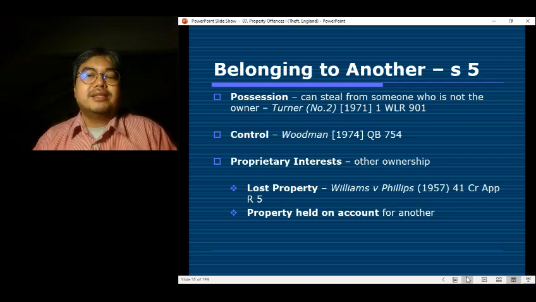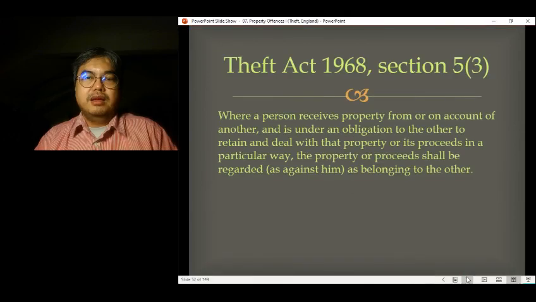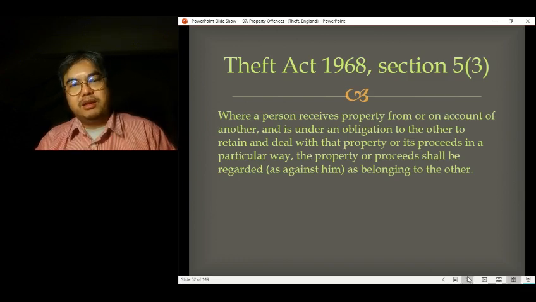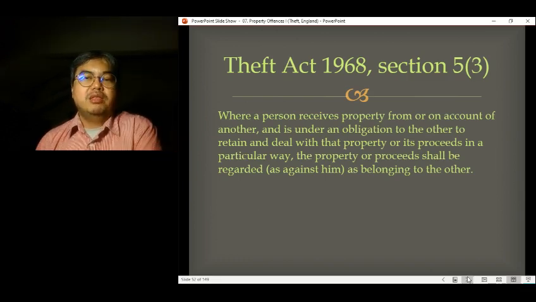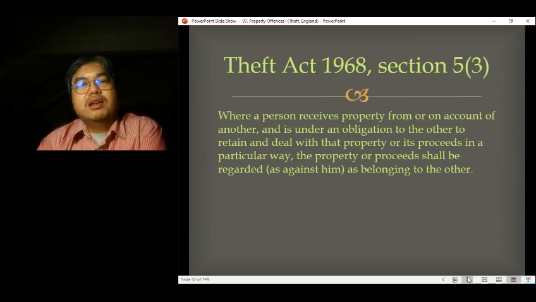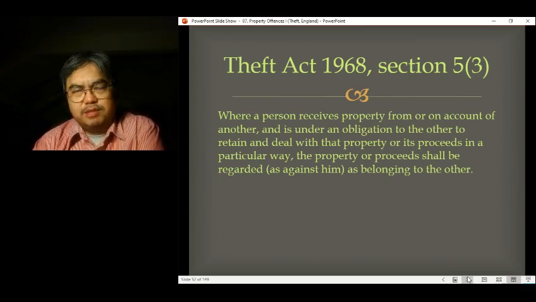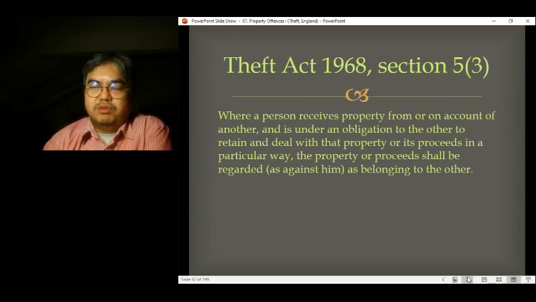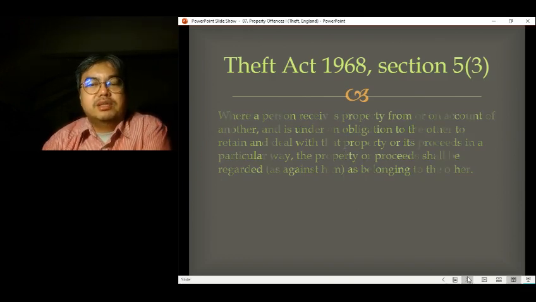Now, what about property that's held on account for another? We see under subsection 3 of section 5: when a person receives property from or on account of another and is under an obligation to the other to retain and deal with that property or its proceeds in a particular way, the property or proceeds shall be regarded as against him as belonging to another. As I've said before, when you see something like this, you break it up to be able to grasp what it's trying to say.